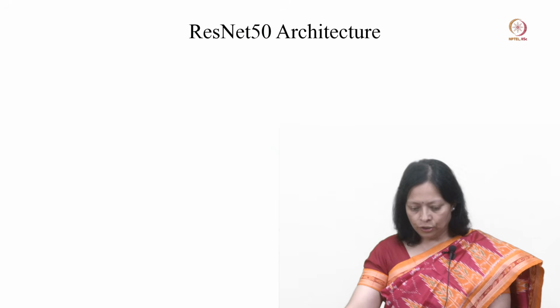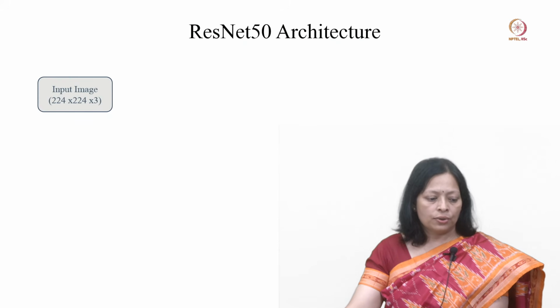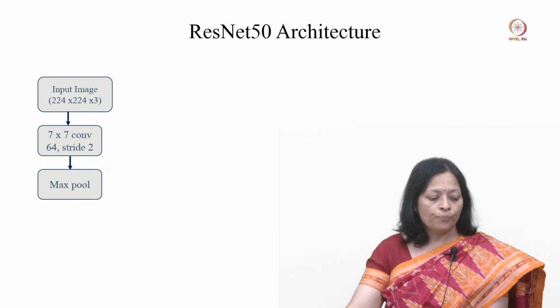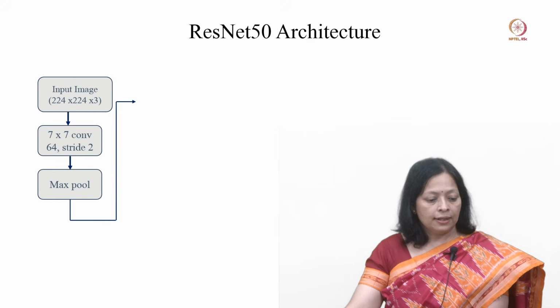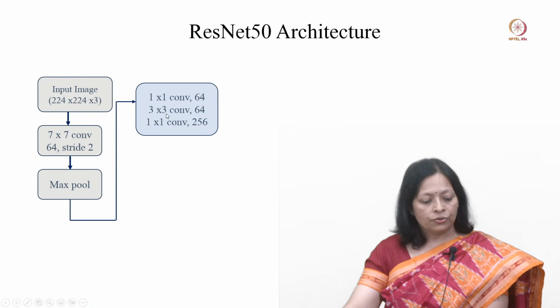So, we will now have a look into the ResNet50 architecture. We have an input image 224 cross 224 into 3, it is an RGB image. Then it goes into a 7 cross 7 convolution of 64 filters, stride 2. Then we have the max pool layer, the output of which goes to the first block, which has a 1 cross 1 convolution, a 3 cross 3 convolution, and again a 1 cross 1 convolution. The 1 cross 1 is 64 filters, 3 cross 3 is 64, and the 1 cross 1 convolution is 256.